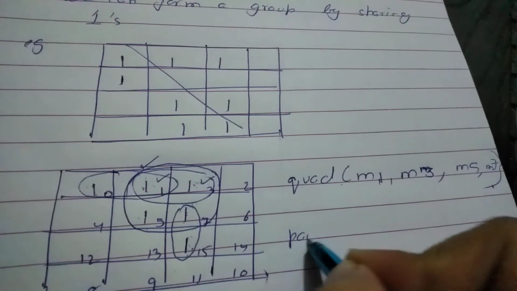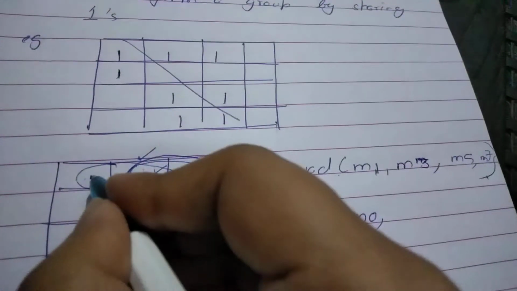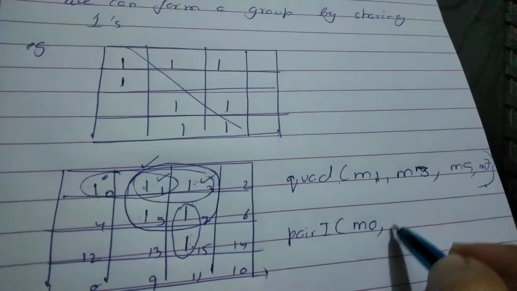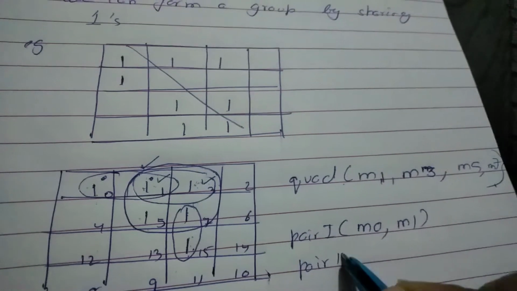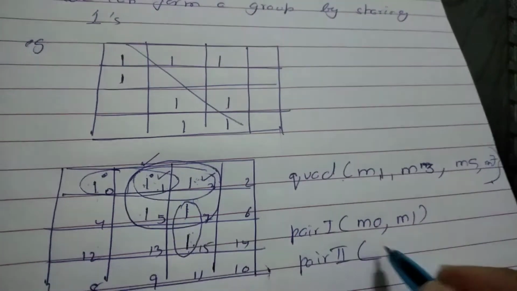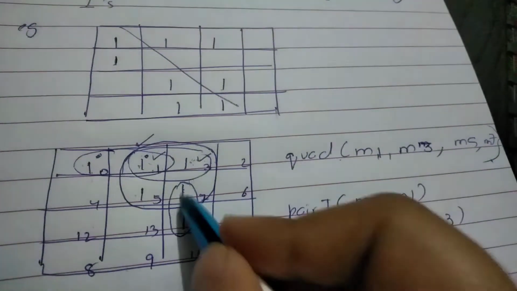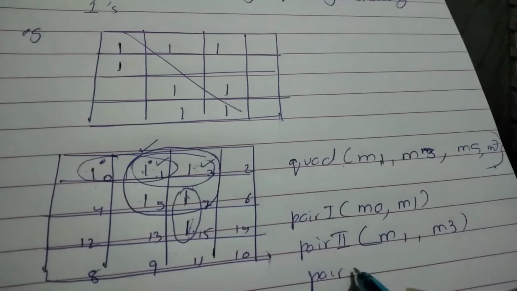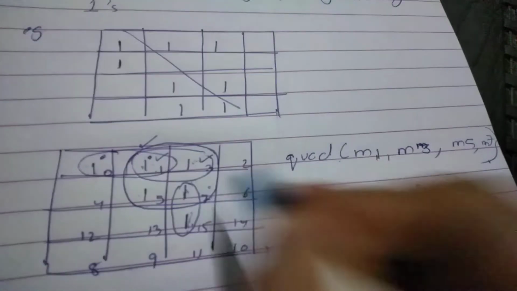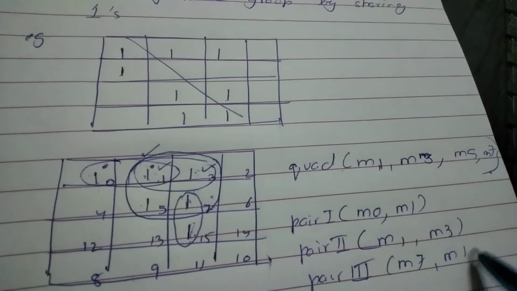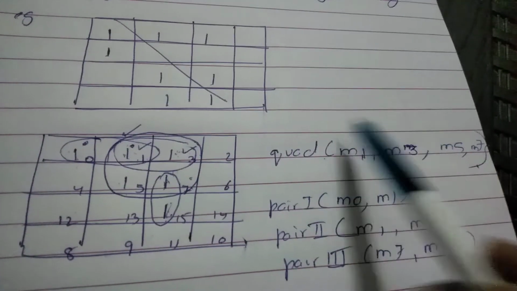So pair 1, we have m0, this one, and then we have m1, this one. Okay, then we have a pair 2, which is again m1, and then we have m3, and then we have another pair 3, which is formed by m7, this is your m7, and by m15. Okay, so if you look at this, we have formed a quad and 3 pairs.